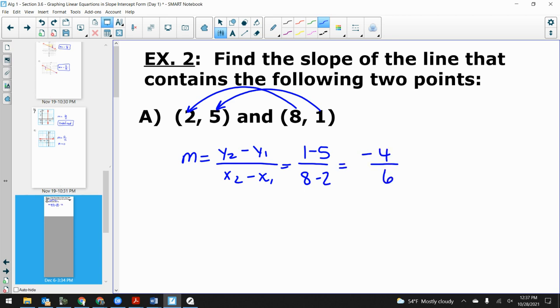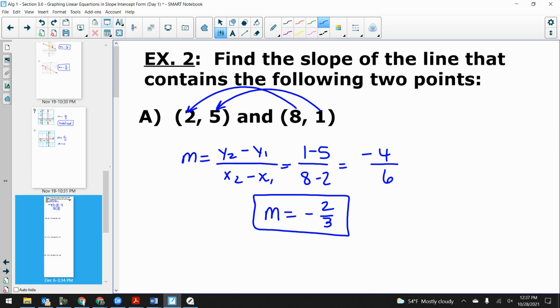-4 over 6. Am I allowed to leave the slope as -4 over 6? No. You must reduce it down. Anytime you give me a slope, the slope must be in a fully reduced fraction. 2/3. Every time I ask you to do the slope formula tonight, if I give you two coordinates, write out the formula. You have to write out the formula.